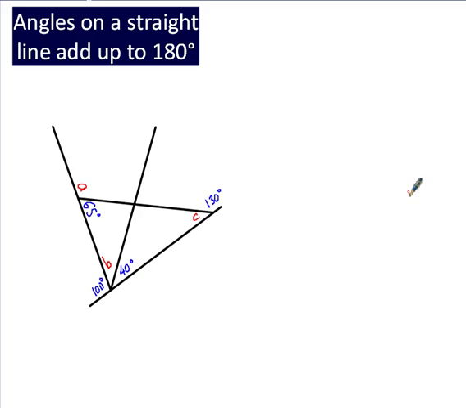In this video I'm going to show you how to use the knowledge that angles on a straight line add up to 180 degrees to solve some missing angle problems. Okay, so we're going to find angle A, angle B and angle C, and we're going to use this fact here. Okay, starting with angle A.